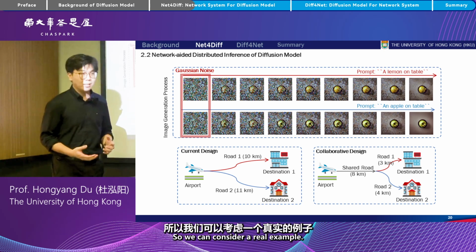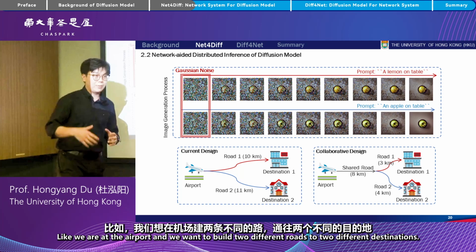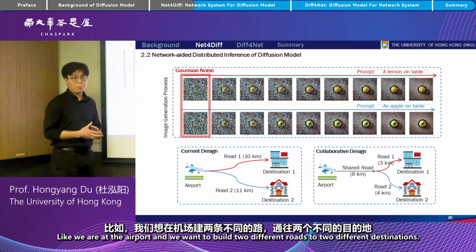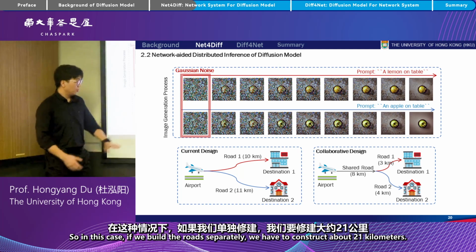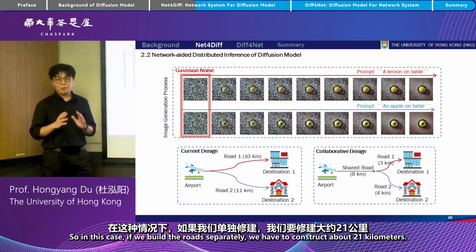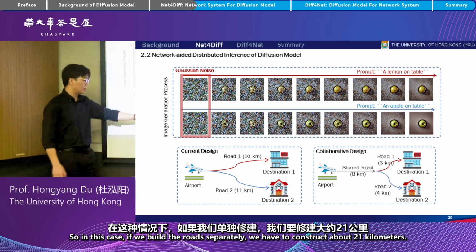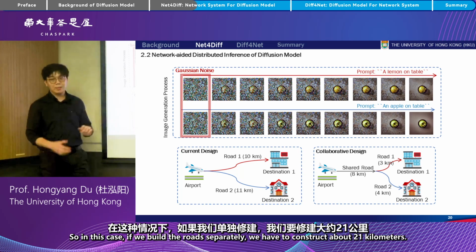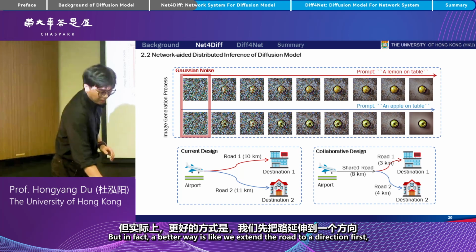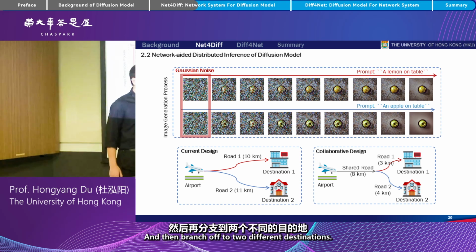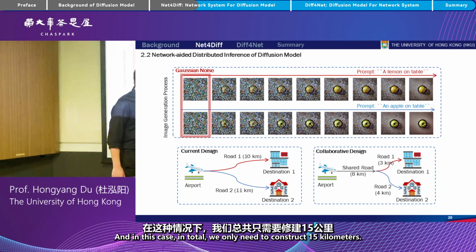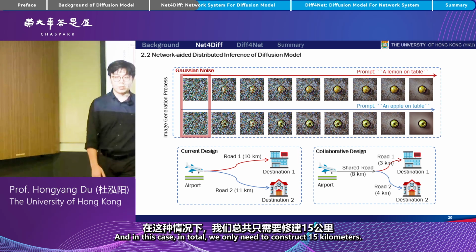So we can consider a real example. Like we are at the airport and we want to build two different routes to two different destinations. In this case, if we build the routes separately, we have to construct about 21 kilometers. But in fact, a better way is to extend the road in one direction first and then branch off to two different destinations. And in this case, in total, we only need to construct 15 kilometers.